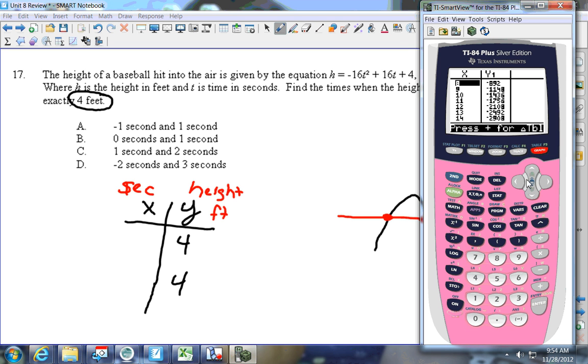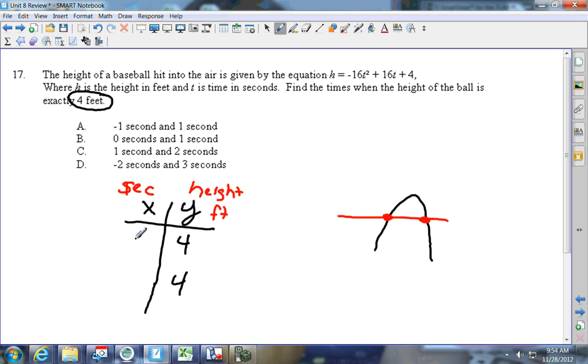So when you go to look in your calculator, I'm looking to see where it's 0, where it's 4. 0 and 1. Well, that's a good question. If it's at 0 and 1, let's see. So I've got my graph right here, and it's 0, 4, and 1, 4. And my graph is going like this.